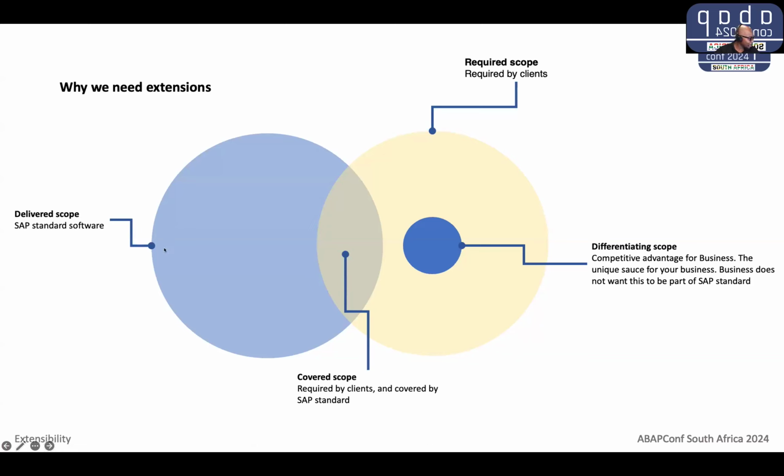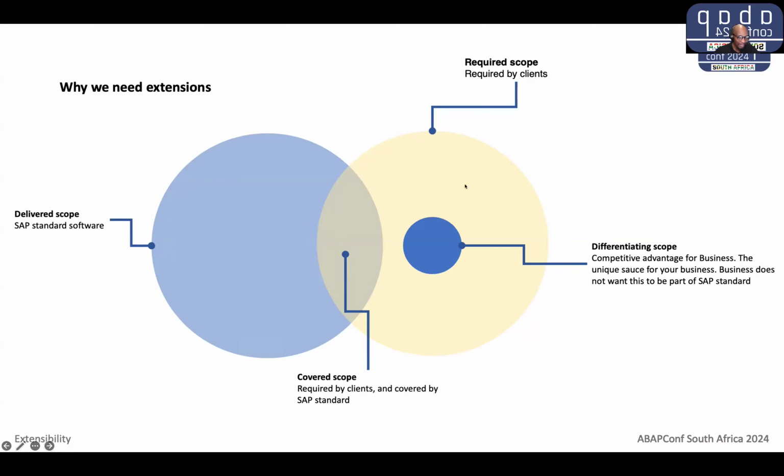If you look at, let me just move my mouse here. Hopefully you can see my cursor. On the left-hand side, this is the scope that SAP delivers. This is your standard functionality that comes out of the box. So if you are on an HR system, this would be the modules that are provided, or in a finance system, it's the same thing, right? It's the standard functionality that SAP provides out of the box. And on the left-hand side, it's the required scope.